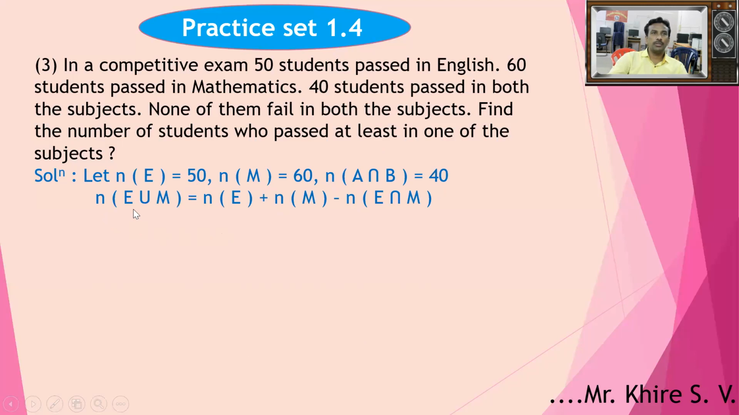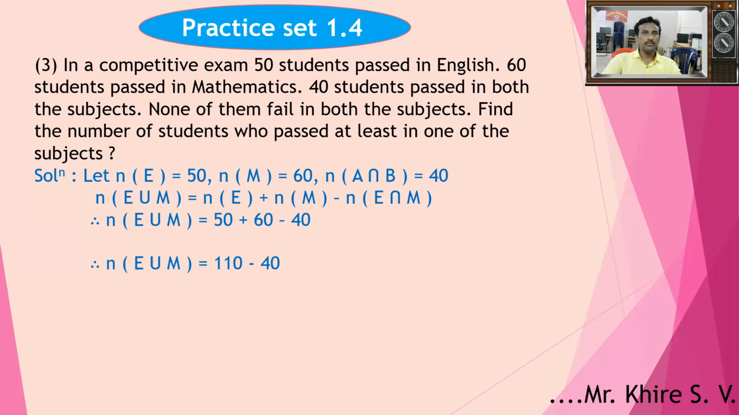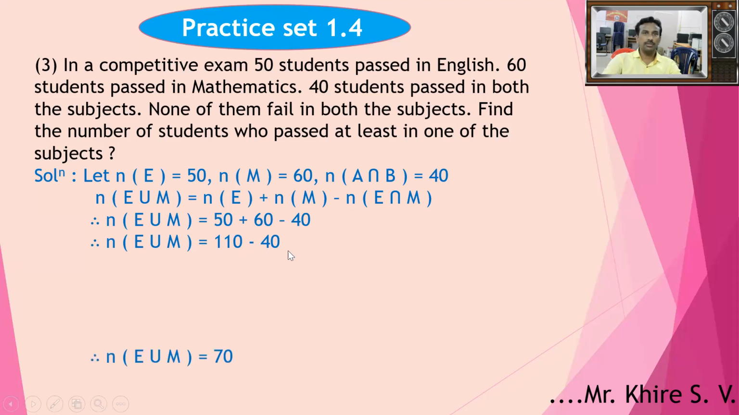Formula is, number of E union M is equal to number of E plus number of M minus number of E intersection M. This is the formula. Now put the values, then we get, therefore number of E union M is equal to 50 plus 60 minus 40. 50 plus 60 is 110 and minus 40, 110 minus 40 is 70. Therefore number of E union M is equal to 70.